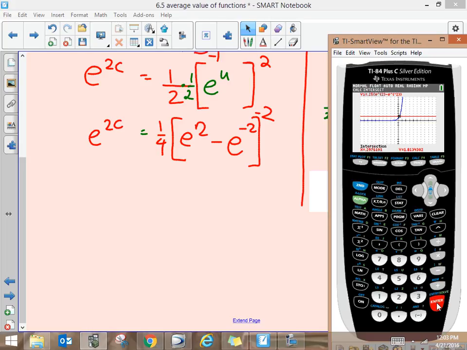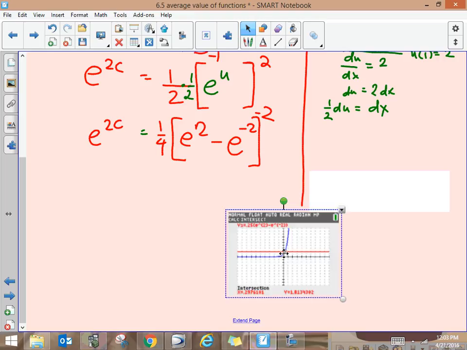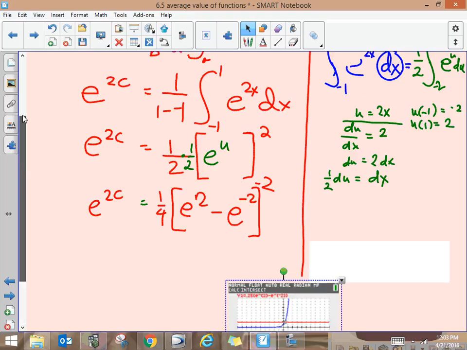Why did we do the du dx thing? I understand the process of it, but I don't understand why. Well, otherwise you're not going to get the 1/2. The derivative of e to the u is e to the u. If you have anything other than a single variable, you need to use substitution because it's a composite function. If it was just e to the x, you could have just pulled it out, just like we did here.